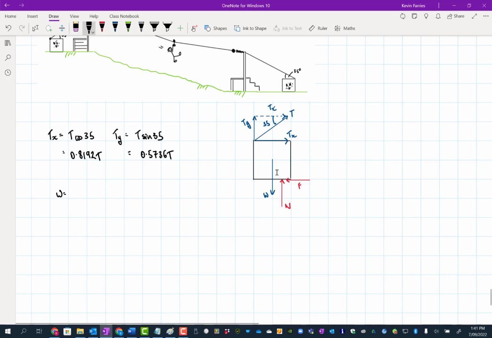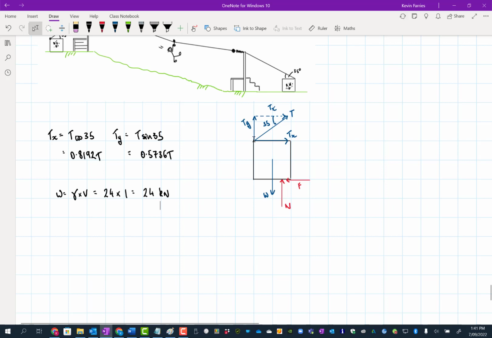We'll just go straight to gamma times volume. We should really have said in the question that the unit weight of concrete is 24 kilonewtons per meter cubed. But anyway, it's 24 times 1, it's 1 meter cubed. So the weight of that concrete block is 24 kilonewtons. So that's what W is. But this time that's not the same as the normal force because it's an inclined load.